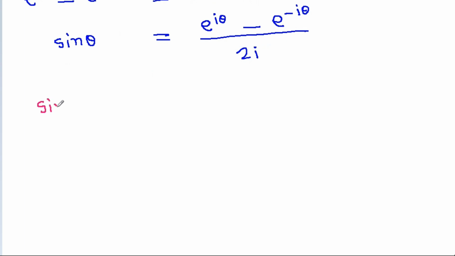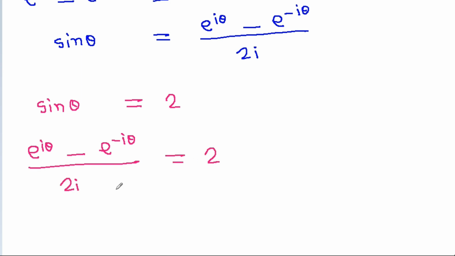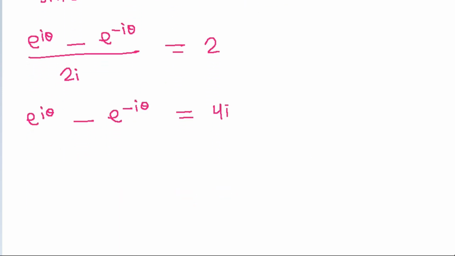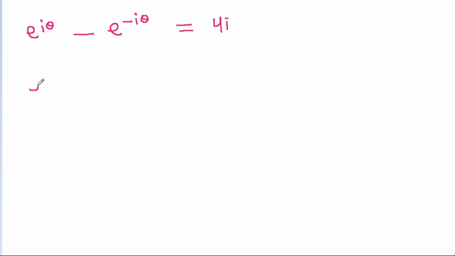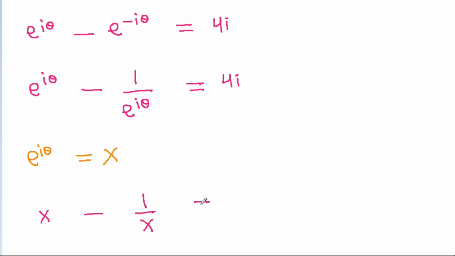We are given that sin theta is equal to 2, and we get sin theta is equal to e to the power i theta minus e to the power minus i theta by 2i, that is equal to 2. Or we get e to the power i theta minus e to the power minus i theta is equal to 4i. And e to the power i theta minus e to the power minus i theta is e to the power i theta minus 1 by e to the power i theta, is equal to 4i. And now if we take e to the power i theta as x, then we get x minus 1 by x is equal to 4i.